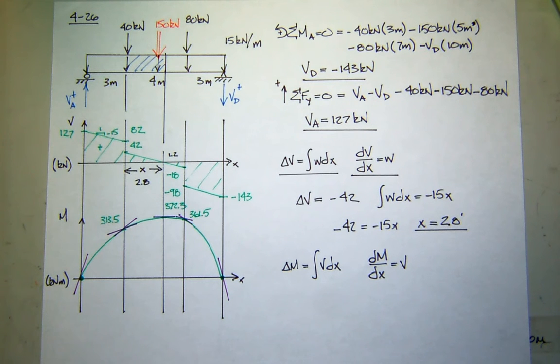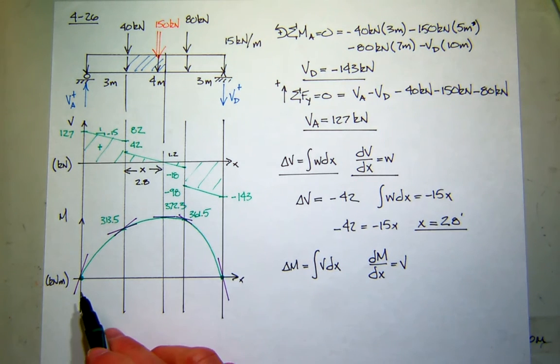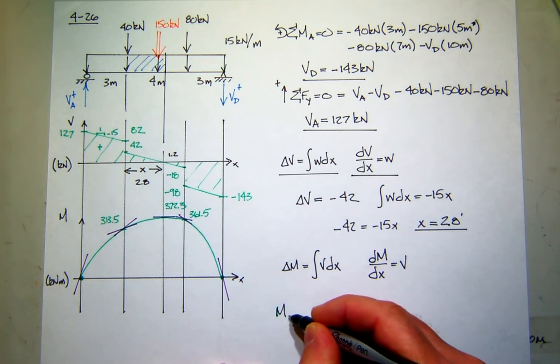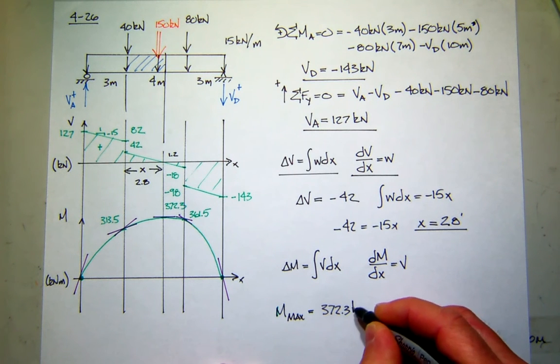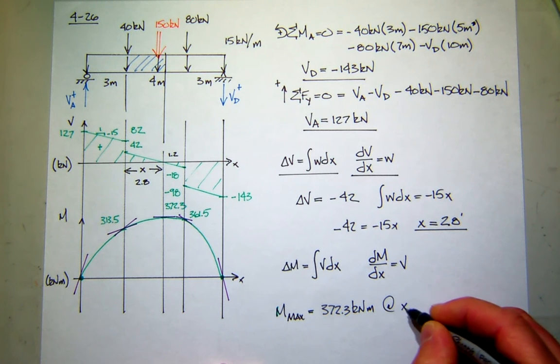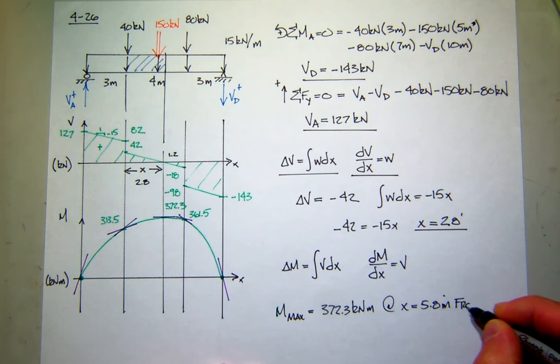All I care about is the final question: where's the maximum moment in the beam? Well, it would be here at 372.3, and where would it occur? It looks like it would occur 3 meters plus 2.8 at 5.8 meters from A. So I might ask you, what's the maximum moment? And you would tell me that it's 372.3 kilonewton meters, and it occurs at x equal 5.8 meters from point A. What's the maximum shear? Negative 143, and occurs at D.